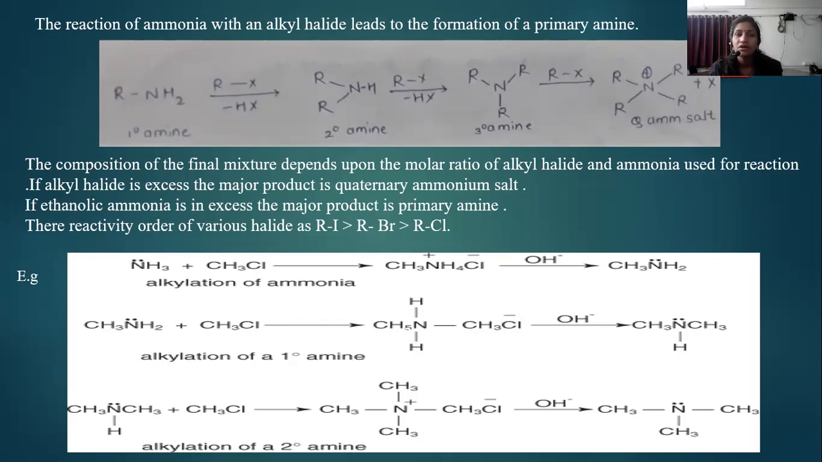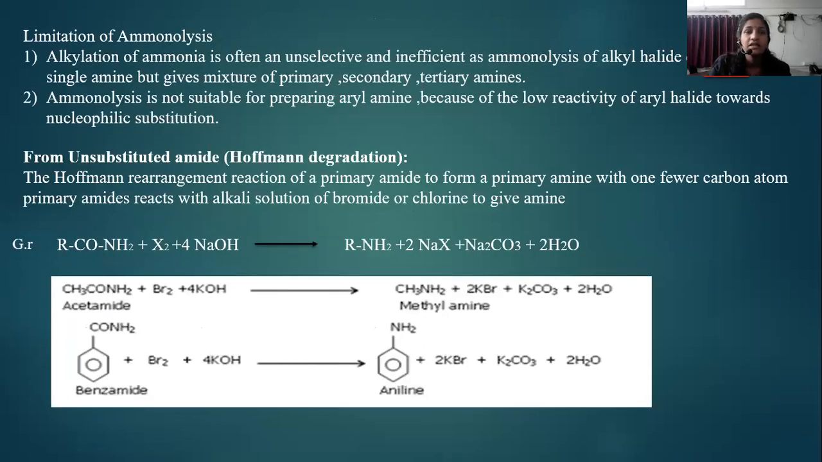Now we show the reactivity order for the halides. Alkyl iodide has greater reactivity than alkyl bromide, and then alkyl chloride. These are some reactions of alkylation of ammonia. Most of these reactions have limitations of aminolysis. We see the limitations of aminolysis.